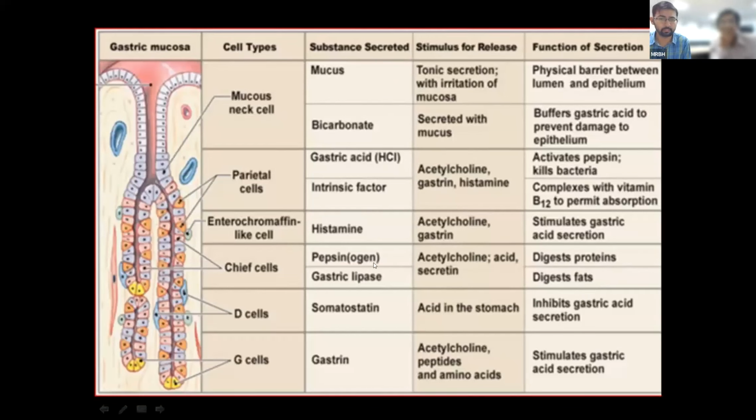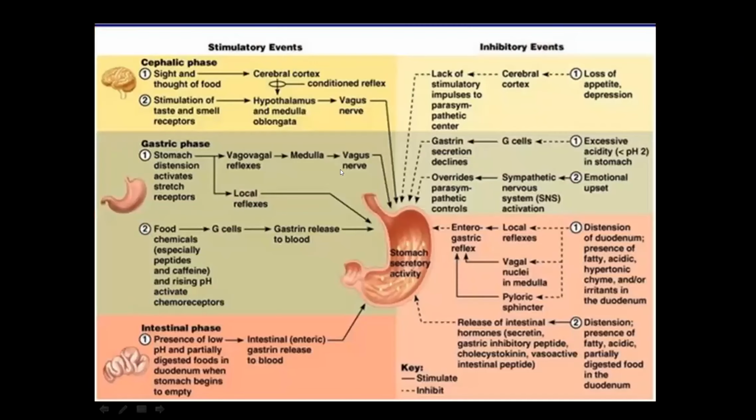we are now able to see how the various cells release these substances. These are the stimuli for these various substances, such as mucus, which is a tonic secretion and is also stimulated by irritation of the mucosa. Bicarbonate is secreted with the mucus, and these are the various functions of the various cells of the gastric glands. And this together is the whole chart for the cephalic, the gastric, and the intestinal phase. As we can see, it is not a simple process, but a very complicated, linked process.